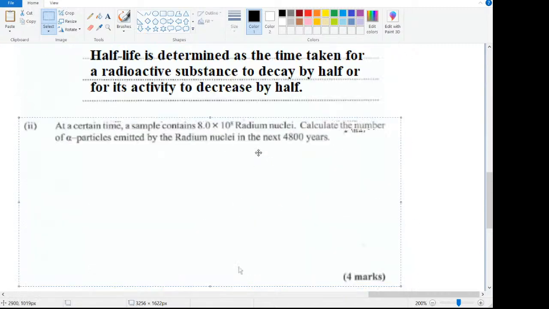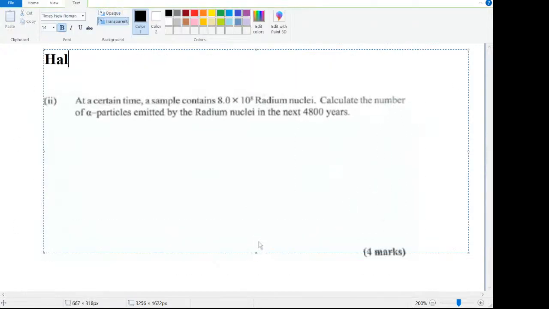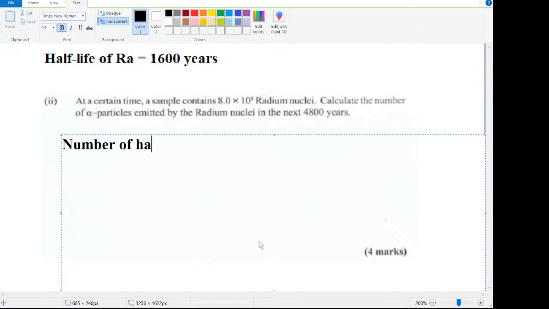Okay. At a certain time, okay, so the half-life of radium is 1600 years, right? That's what it's saying. At a certain time, the sample contains 8 by 10 to the power 8 radium nuclei. Calculate the number of alpha particles emitted by the radium nuclei in the next 4800 years. Okay, so we calculate the number of half-lives, and that will be 4800 over 1600, that's 3.